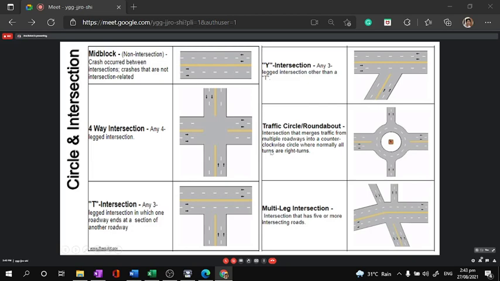Okay. And then you have a rotunda, which is a circular roundabout. And you also have a multi-leg intersection. So it has many legs. 1, 2, 3, 4. Four legs. 1, 2, 3, 4 legs.